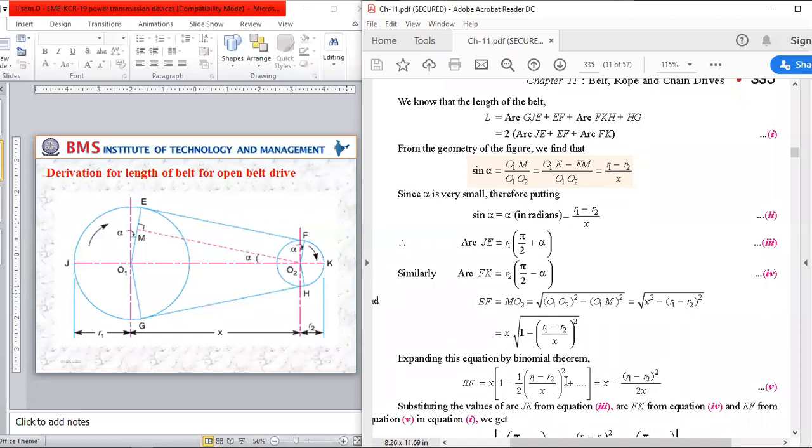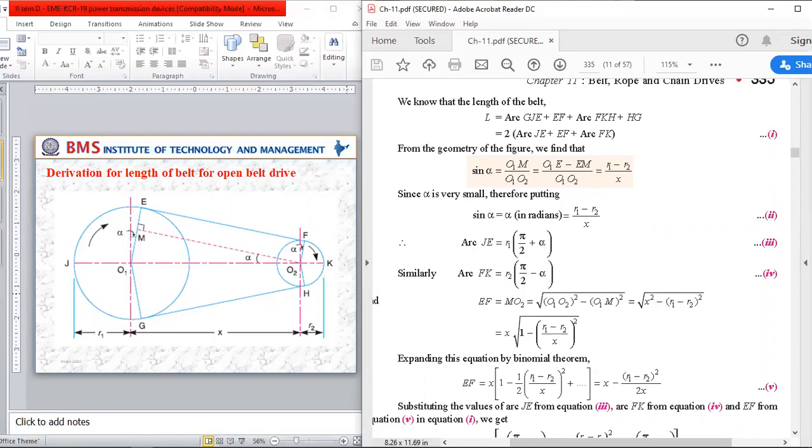Because as you go on, higher order terms can be neglected. Because r1 − r2 is very small compared to x, this will give a smaller value. So higher order terms will be eliminated. We take only the first two terms, 1 − 1/2 ((r1 − r2)/x)². If I multiply this with x, I get x − (r1 − r2)²/2x. So I got the EF value, I got the arc JE value, and I got the arc FK value.